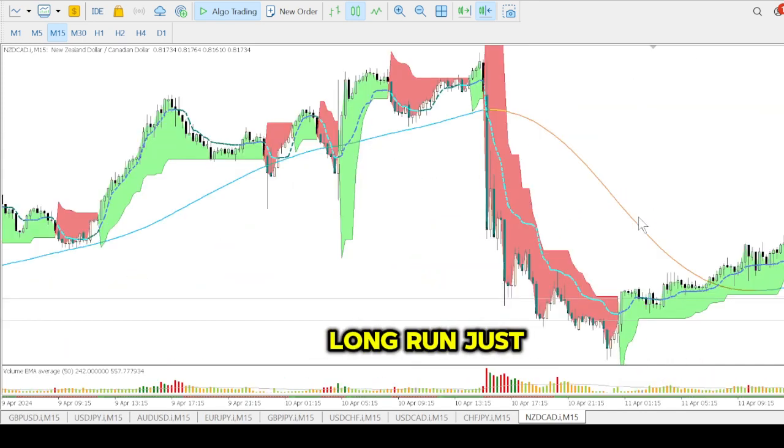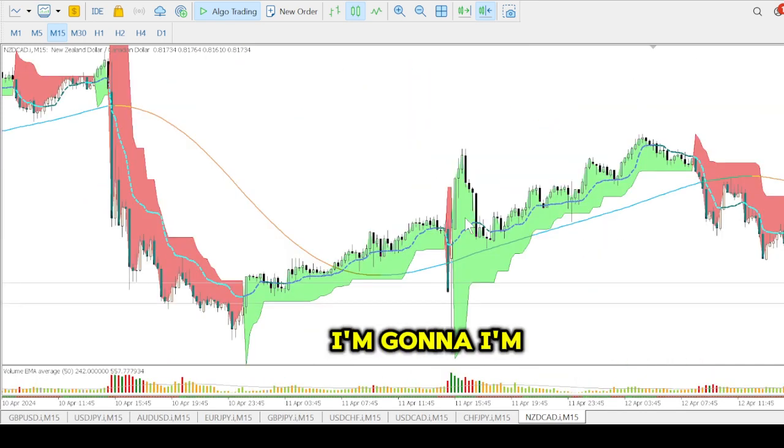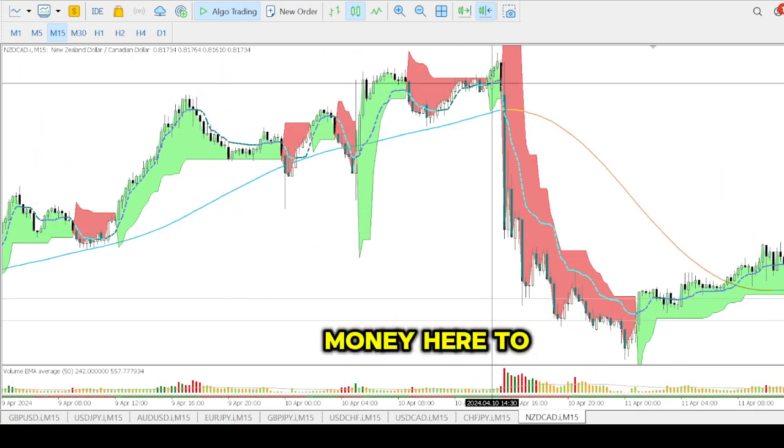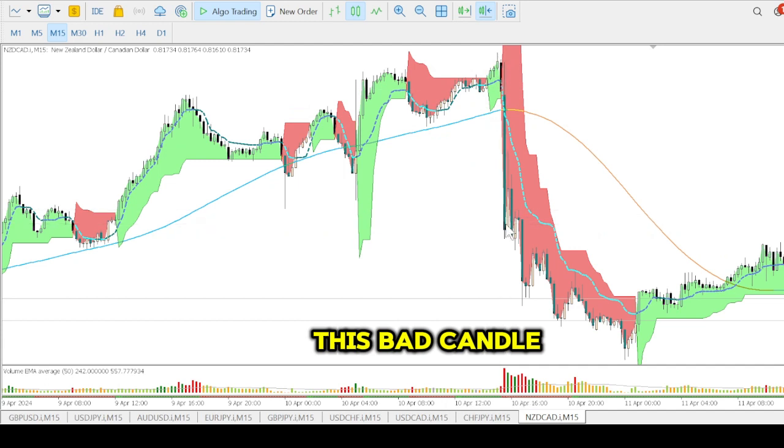So in the long run, just doing buy and sell, I'm going to tell you for free that you're going to end up losing a lot of money. Here too, if you bought here before this bad candle came down, you lost a lot of money, even maybe more than you wanted to lose. So why am I showing you losing trades and winning trades? At the end of the day, it's just a zero-sum game. You don't have an edge if you're just using this Supertrend indicator or your moving average. You're just going back and forth.